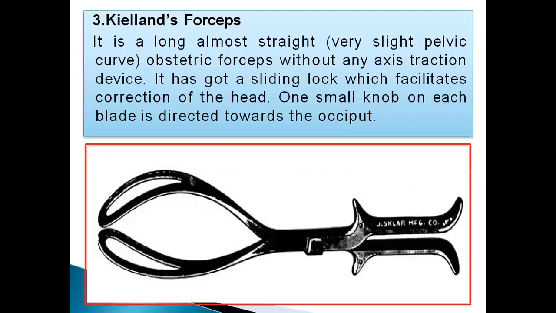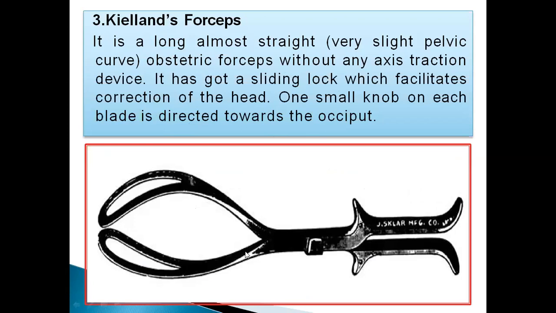Okay. Now this is the Kielland forceps. It is long and almost straight. Here we cannot use axis traction. We can use this forceps without any axis traction device. And this has a sliding lock.